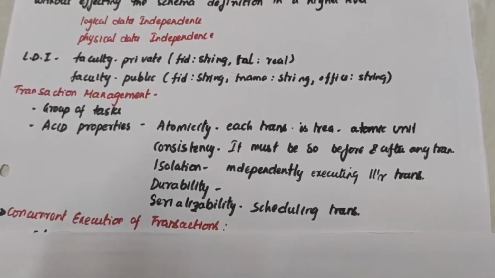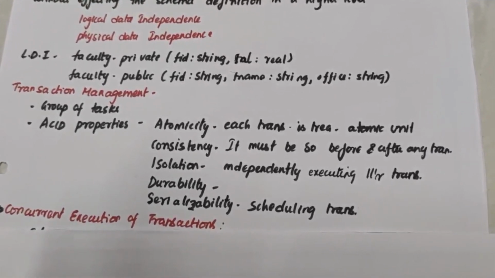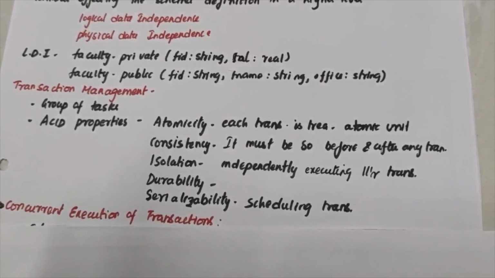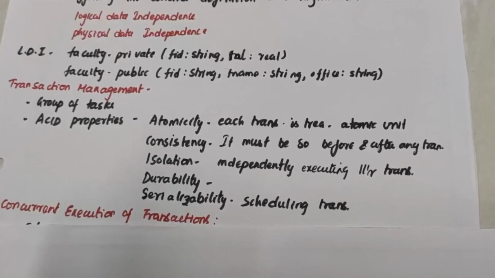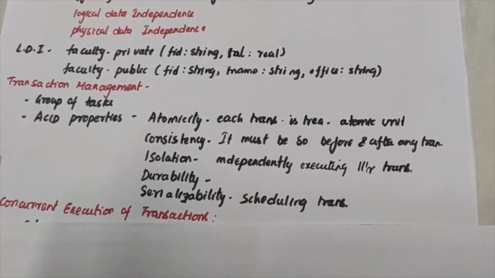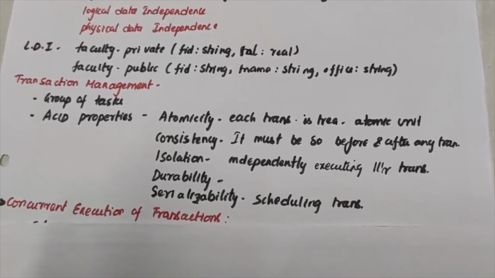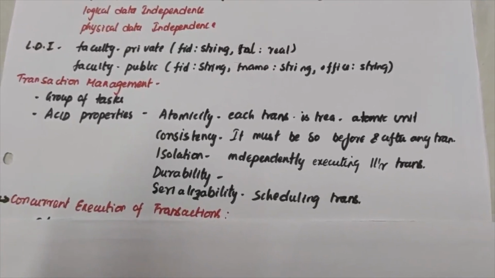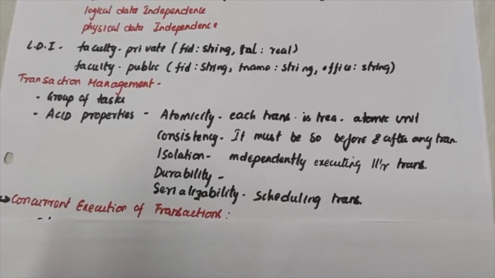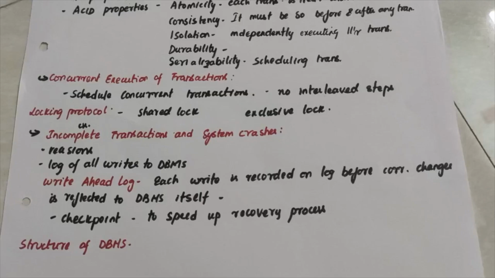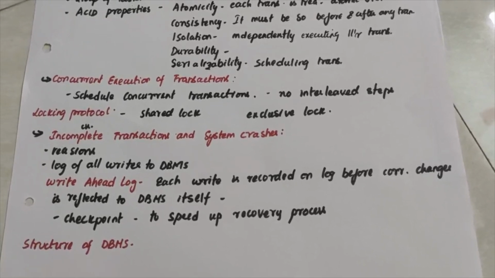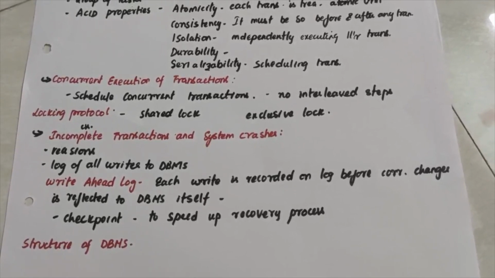And next, serializability. Serializability is all about scheduling the transactions so as to avoid conflicts between the transactions that occur at the same time, simultaneously. So these are the ACID properties that are really crucial to transaction management. There are two important aspects that we should consider during the transaction management.